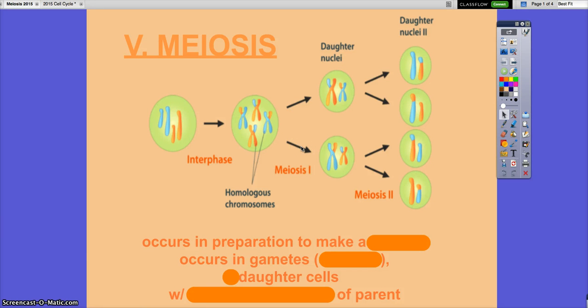Meiosis is similar to mitosis because it's about cell division and it follows interphase. So you see here interphase and then starts meiosis. The difference is a couple of things. We already learned some of the differences.